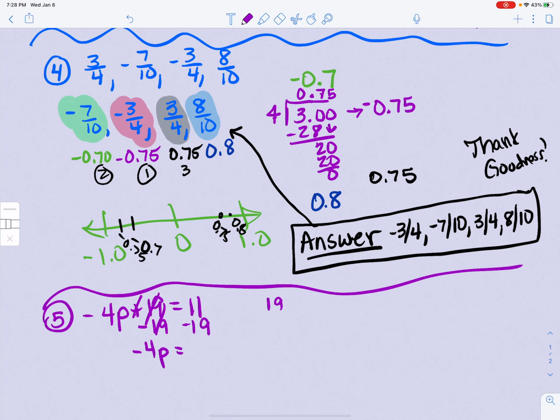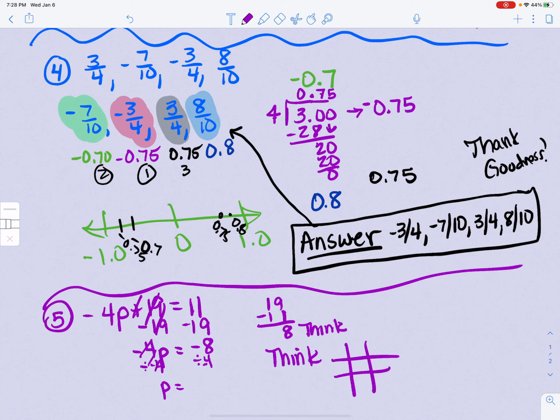So I have to subtract 19 minus 11, which is 8. And then I have to think. And the negative 19 is bigger, so the answer will be negative 8. To eliminate the negative 4 times p, I'm going to divide by negative 4 on both sides. This side is left with just the p. This side is, again, I have to think. It's multiply and divide. So I'm going to make my tic-tac-toe.